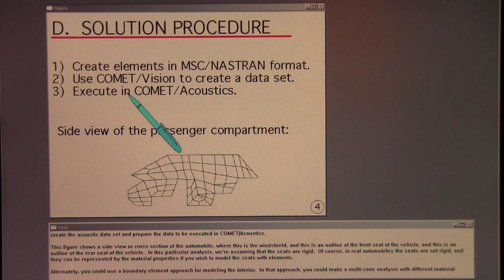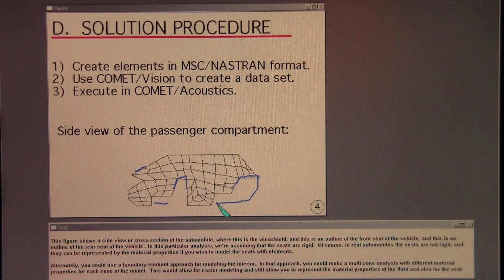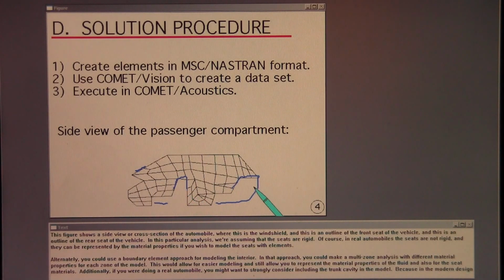This figure shows a side view or cross-section of the automobile, where this is the windshield and this is an outline of the front seat of the vehicle, and this is an outline of the rear seat of the vehicle. In this particular analysis, we're assuming that the seats are rigid. Of course, in real automobiles, the seats are not rigid, and they can be represented by the material properties if you wish to model the seats with elements.